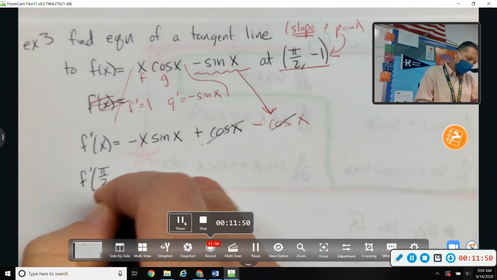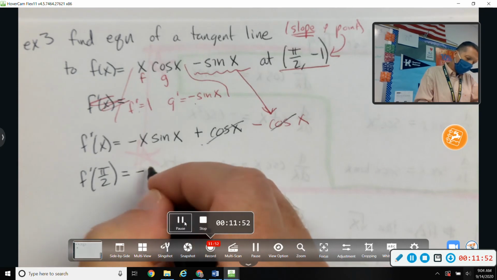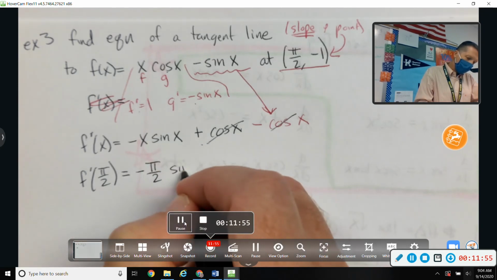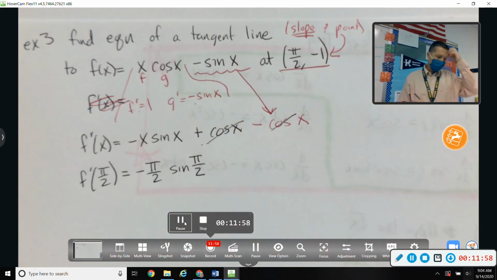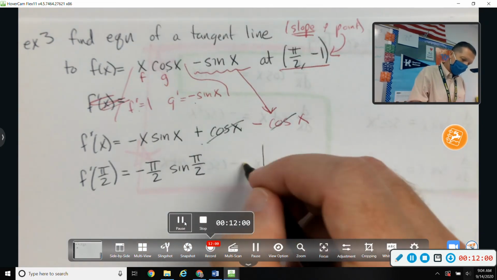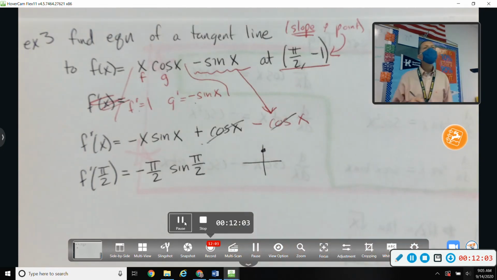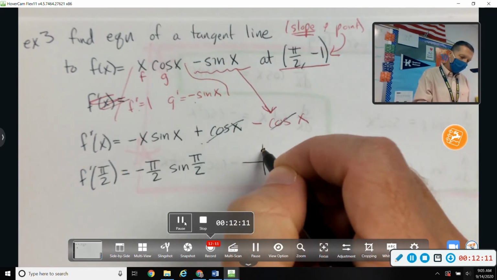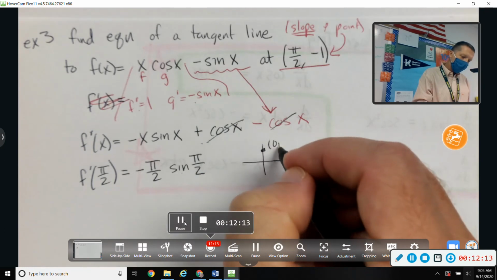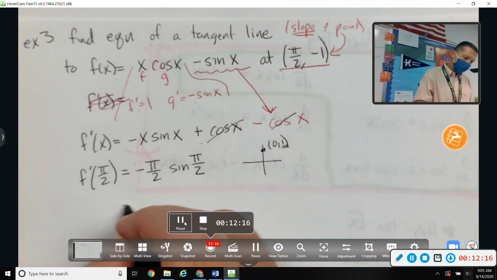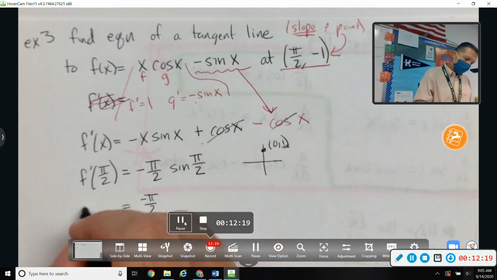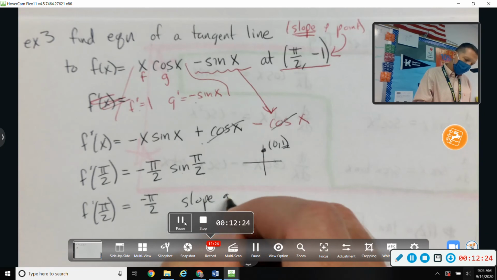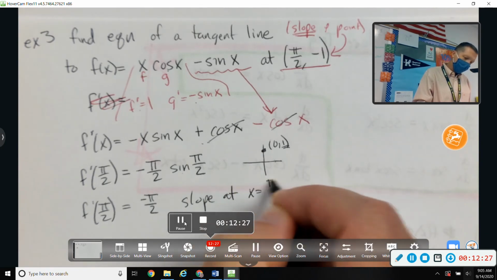So f prime of pi over 2 equals negative pi over 2 times sine of pi over 2. Again, I think I have all the trig ones memorized, but I usually draw a little picture because that helps me think about what's going on. So pi over 2 is right there. Sine is the y coordinate, so that would be 1. So we just found the slope at x equals pi over 2.